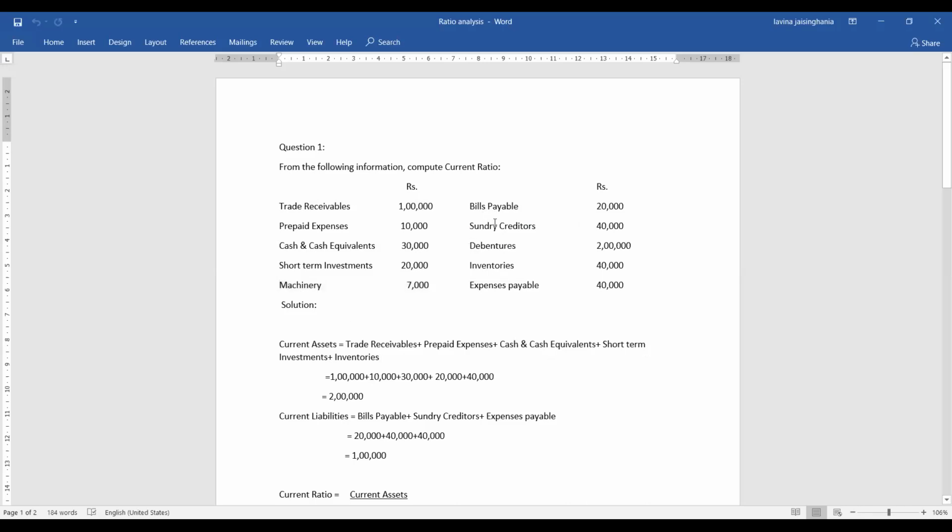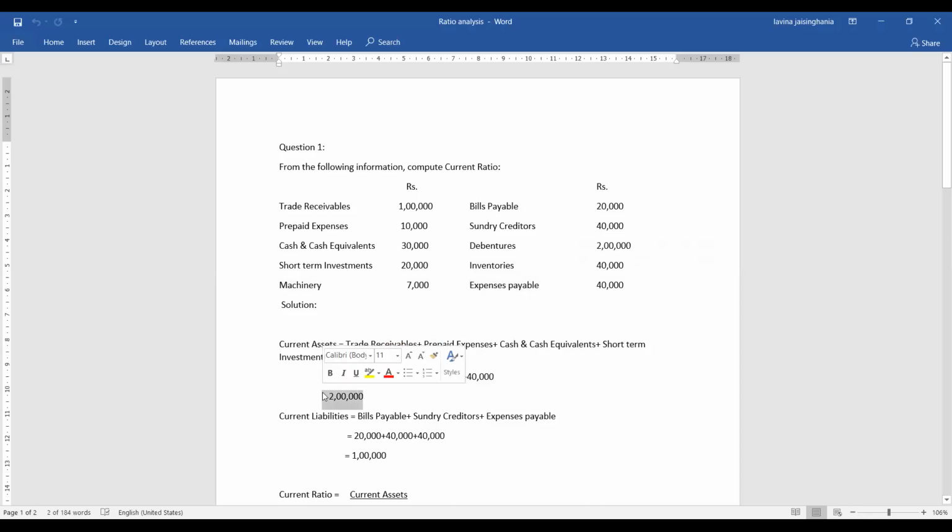Then bills payable is a liability. Sundry creditors is also a liability. Debenture is also a liability. Inventories is a short-term asset, so add inventories. And expenses payable is also a liability. So the current assets given in the question are trade receivables, prepaid expenses, cash and cash equivalents, short-term investments, and inventories. Add all of them and you'll get total current assets as 2 lakh.